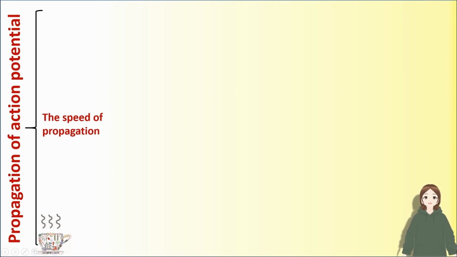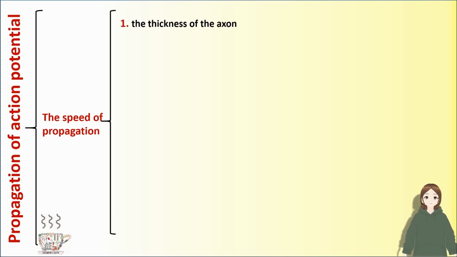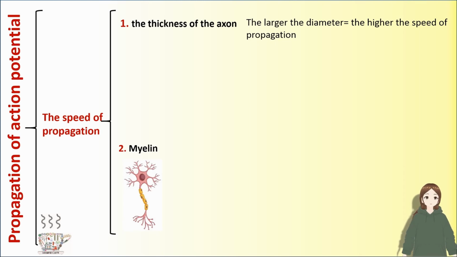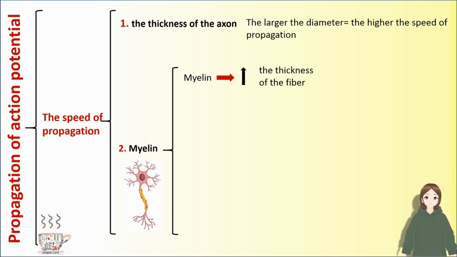The speed of propagation depends on two items: the thickness of the axon and myelin. The thickness of the axon. The larger the diameter of axon, the higher the speed of propagation. And myelin. The higher thickness of the fiber causes the higher propagation speed.